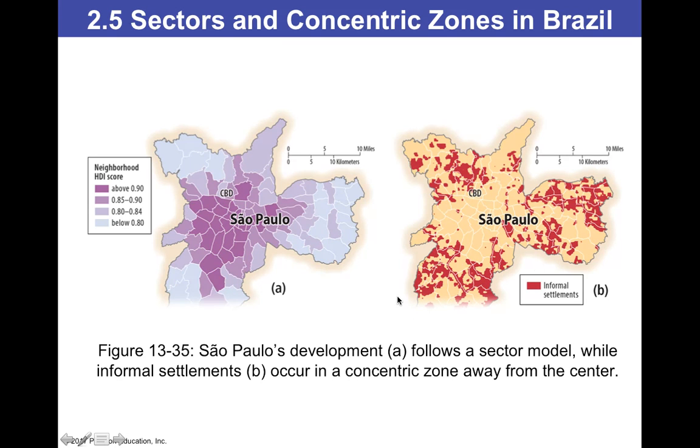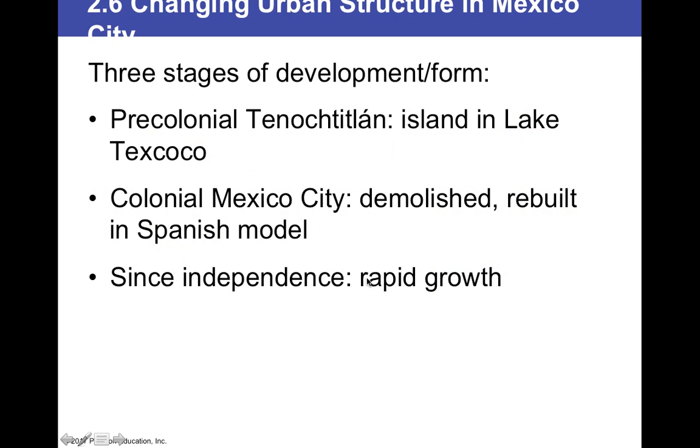I did say that this was concentric because it did look concentric to me, but here they're calling it sector. Informal settlements in a concentric pattern. Okay, so they're saying this is concentric and this is sector. I guess. That one looks more concentric. But anyhow, you know the difference.